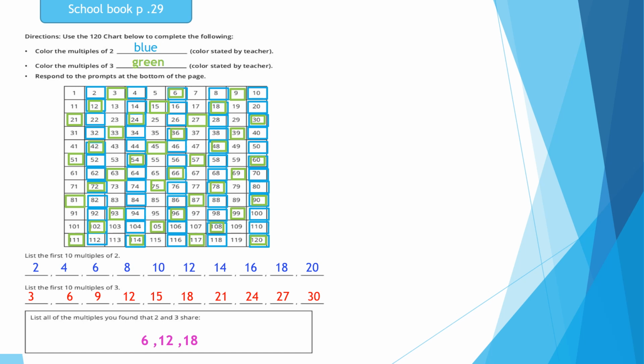126. Let's add its digits. 1 plus 2, 3. 3 plus 6, 9. Is 9 a multiple of 3? Yes. It's a product in table 3. 3 times 3 equals 9. So 126 is a multiple of 2 and a multiple of 3. Like here what we did, for 122 we added all digits, for 124 we added all digits, and for 126 we added all digits.